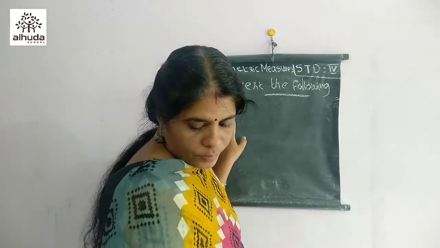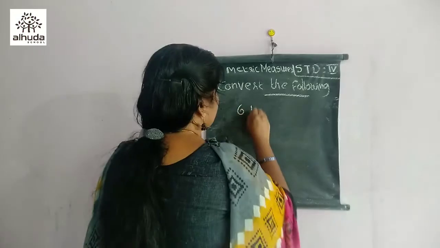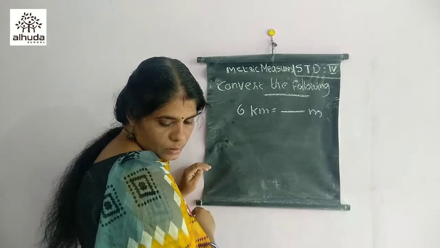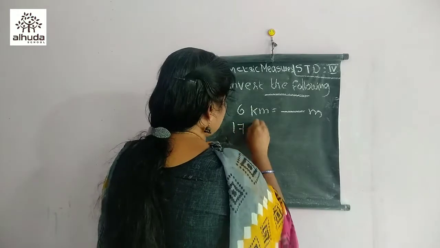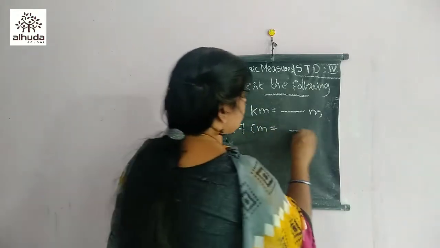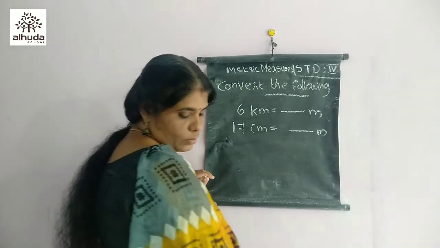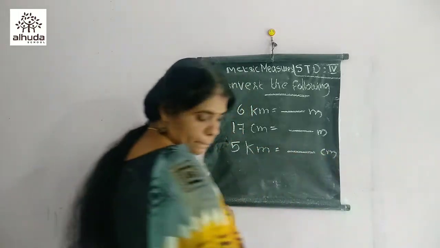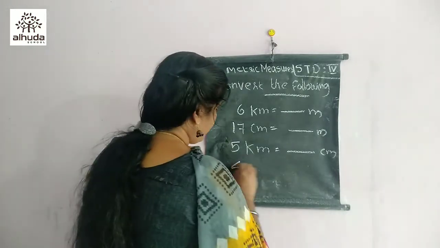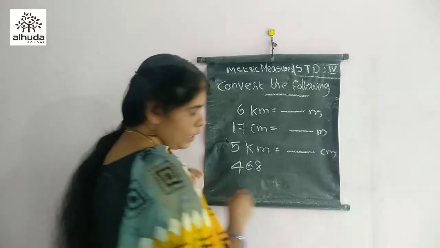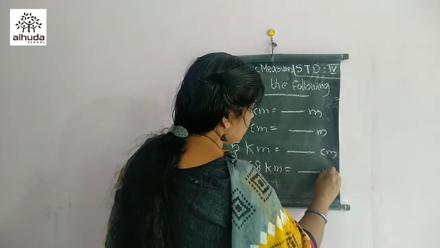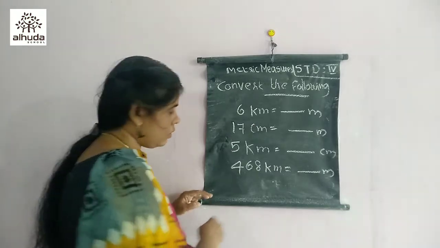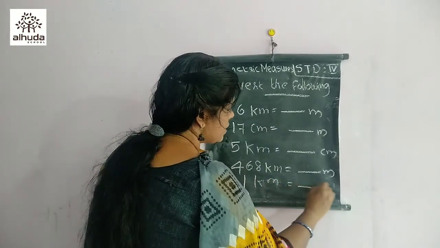Convert the following. 6 kilometer is equal to dash meter. 17 centimeter is equal to dash meter. 5 kilometer is equal to dash centimeter. 468 kilometer is equal to dash meter. 1 kilometer is equal to dash centimeter.